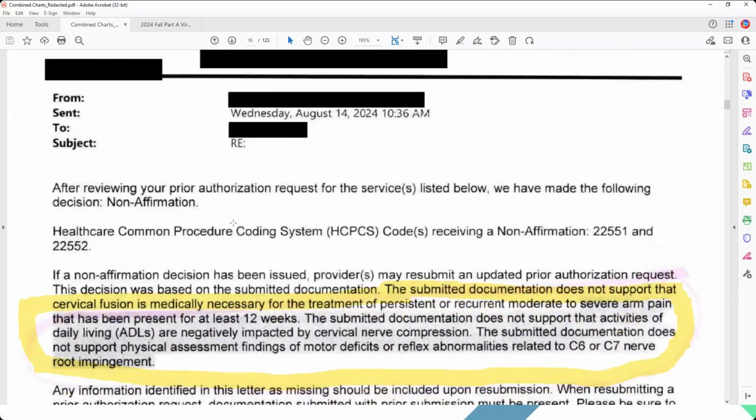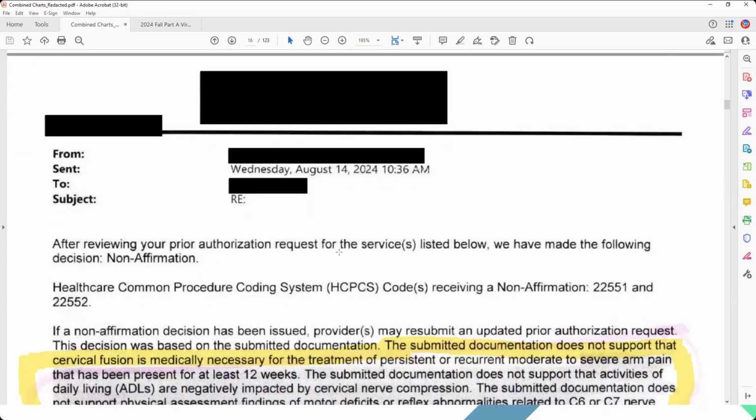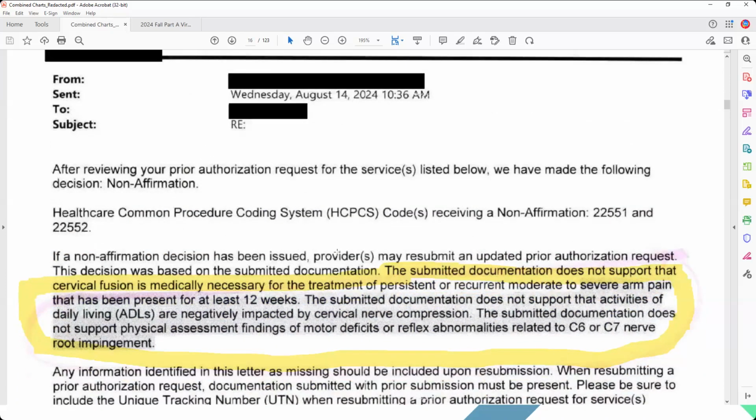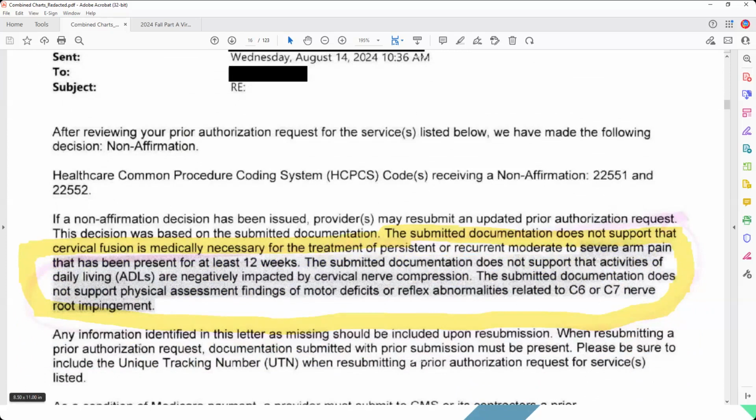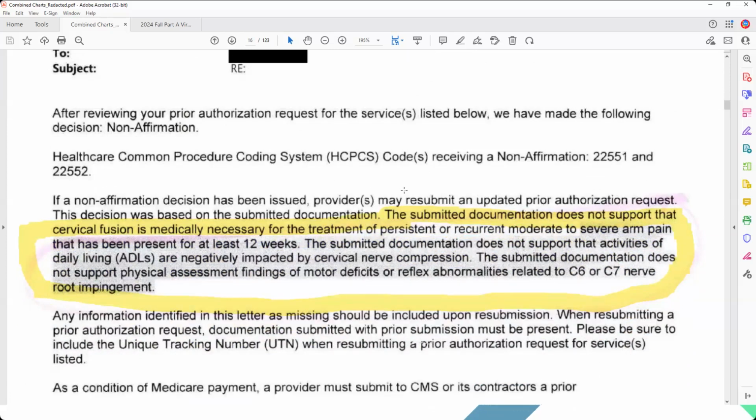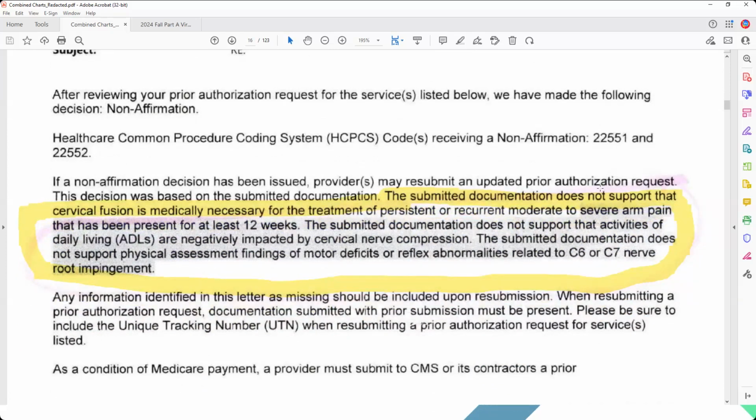All right, so this ironically was sent in with us. This was an email that went from the provider around the office that they sent in too. And this was part of why we didn't affirm their request on the prior submission. And the reasoning was the submitted documentation does not support that it was medically reasonable and necessary for treatment of persistent or recurrent moderate to severe arm pain that has been present for at least 12 weeks. So this tells you right here, we did not find any indication of arm pain. We did not find that it was present for at least 12 weeks.